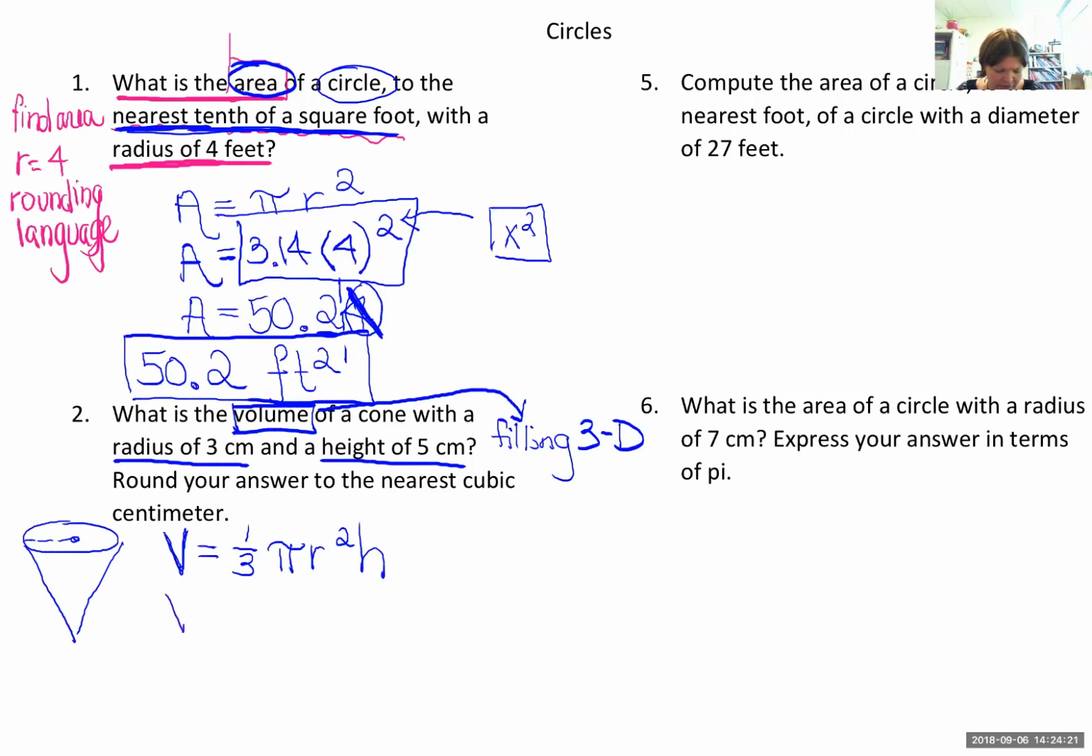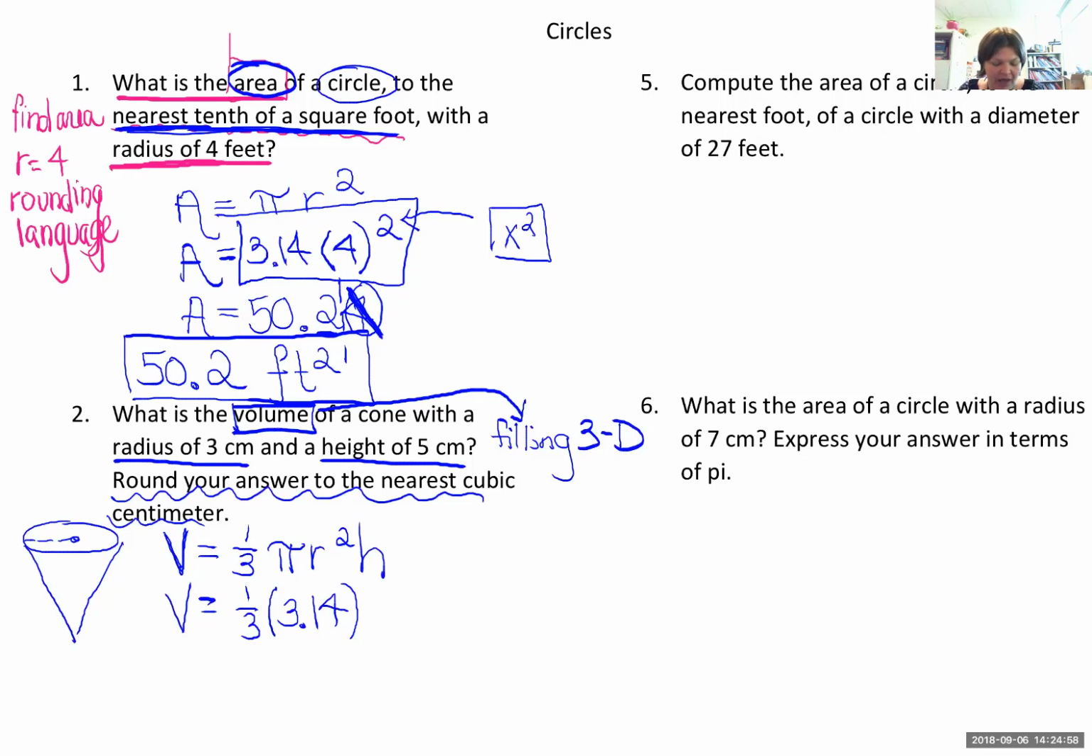So volume is equal to, I got 1/3. Now this 1/3 and this pi are shoved together. So I'm multiplying by pi. So question now is, should I approximate pi or not? Anybody see any clues in the problem that tell me whether or not to approximate pi? Kaylee says, yes, I agree with you. Why? How do I know I'm approximating pi right now? Answer to the nearest cubic centimeter? Exactly, that rounding language. Round your answer to the nearest centimeter. I'm rounding anyway. I might as well approximate pi, 3.14.